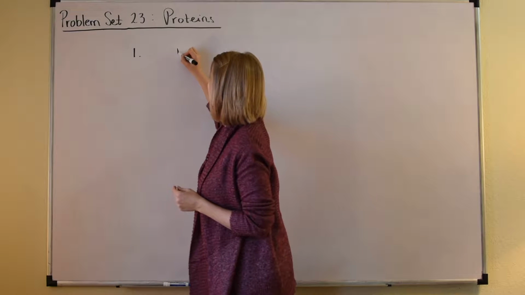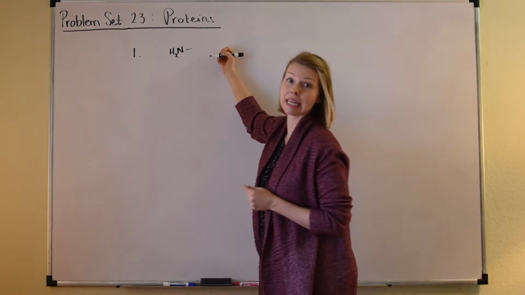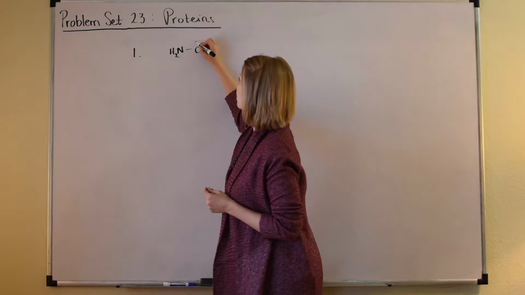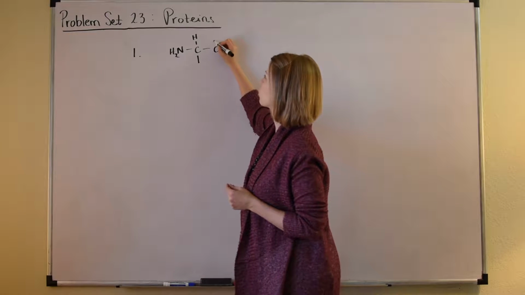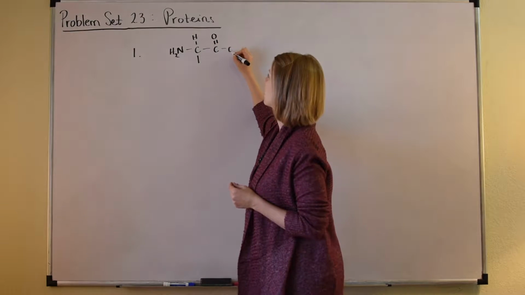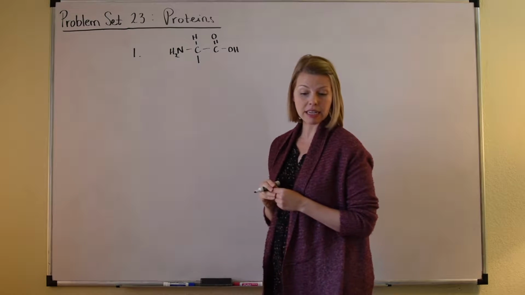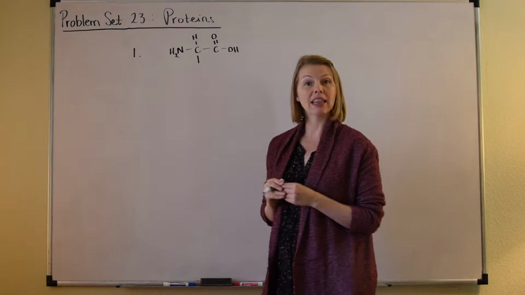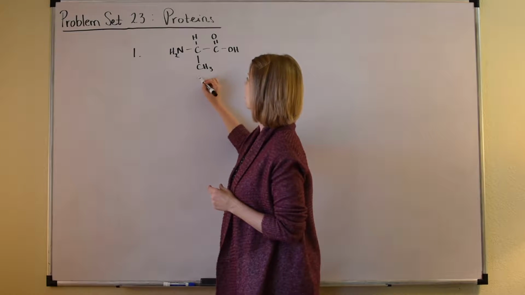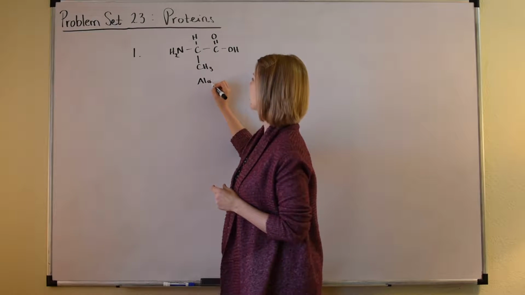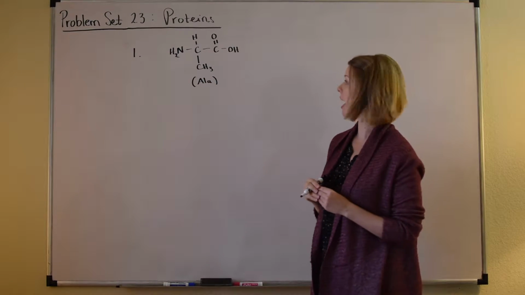So, starting out with the amine, and then the alpha carbon, which is right next to the carboxylic acid. We are given that the side group for alanine is a CH3, so I'm going to fill that in here. And I'll abbreviate alanine with the 3-letter abbreviation ALA.